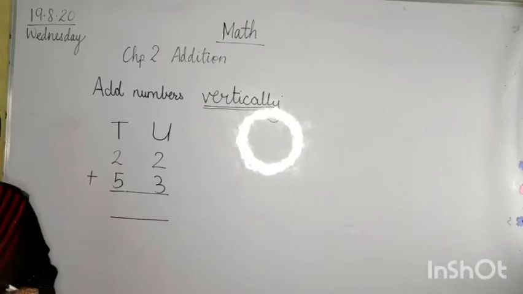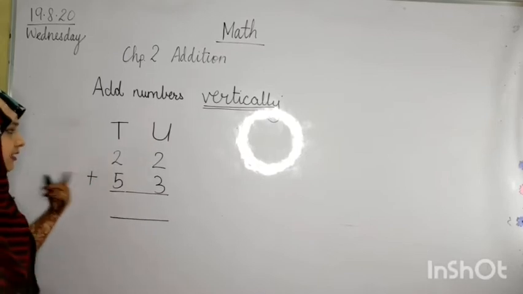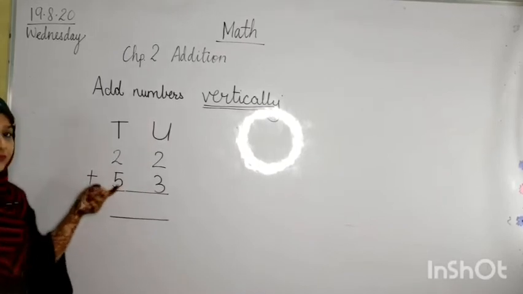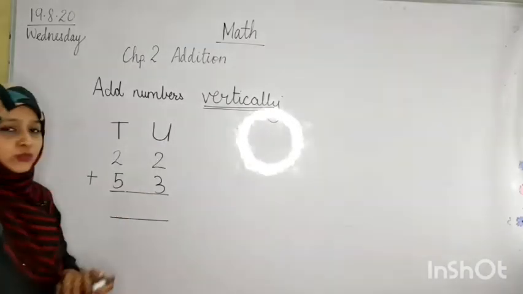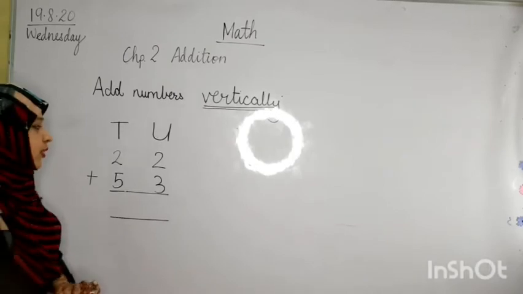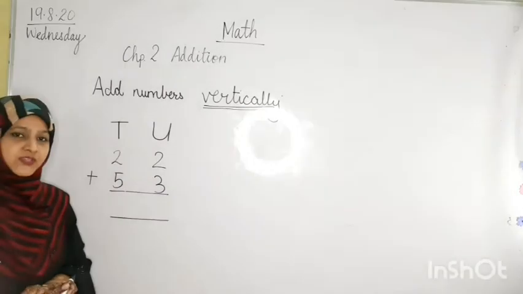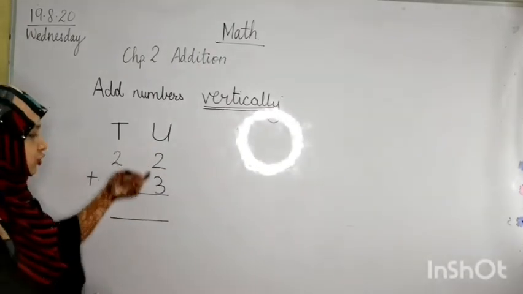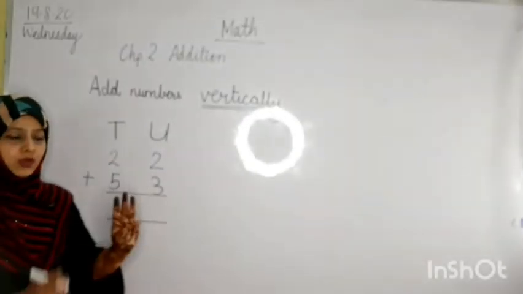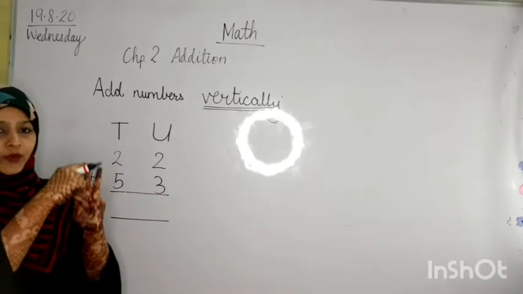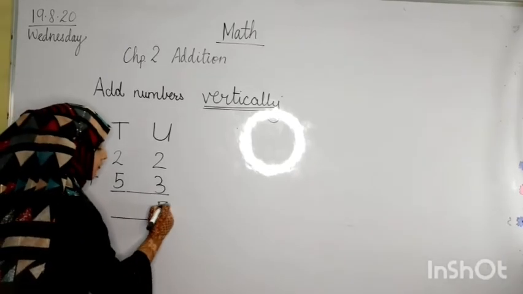Let's see the next example now. I have written the place value tens and units and the sum is 22 plus 53. So what are we going to do? Can you all tell me which side are we going to add first? Yes, my children are very smart. You all are correct. We are going to add the numbers in the units place first. Yes. So the numbers are 2 plus 3. So I am going to keep 2 in my mind and 3 on my fingers. After 2 I am going to count 3, 4, 5. So 2 plus 3 gives me the answer 5.